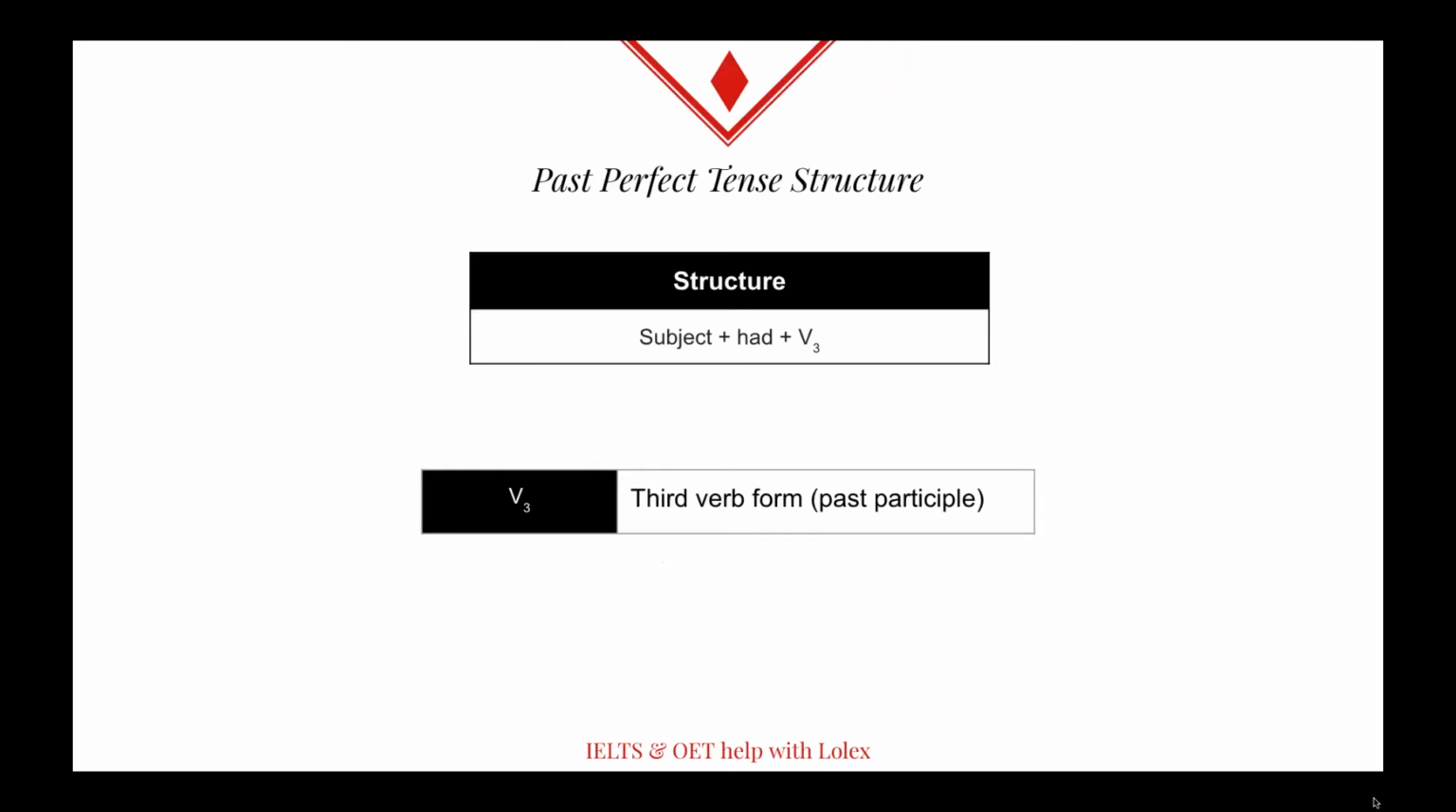Here is the structure for the past perfect tense. First, we have the subject, followed by had, and lastly, we have the third form of the verb, which is the past participle form.